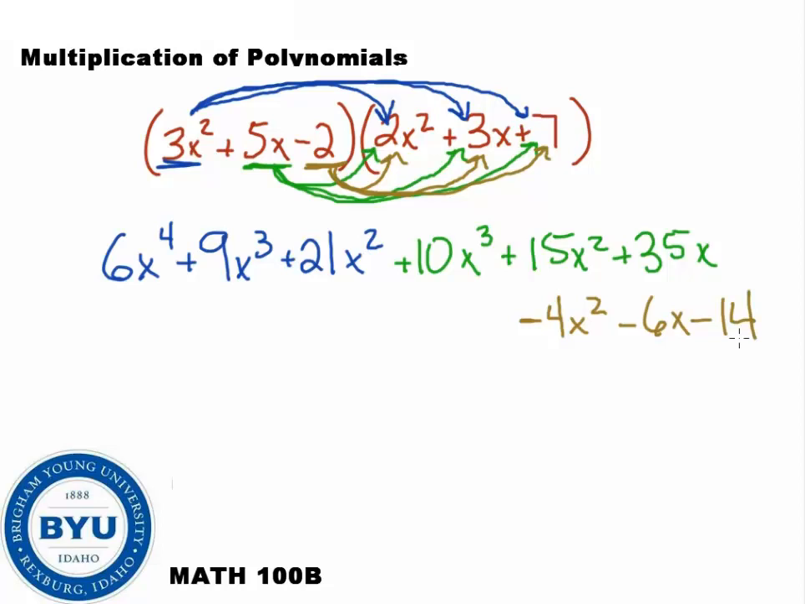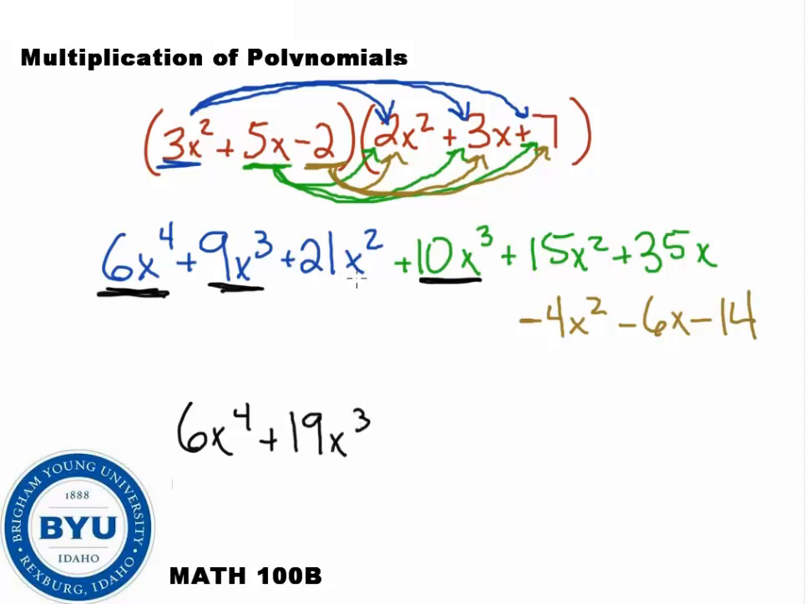Okay, good. So once you get all the multiplication done, then the last step is to combine the like terms. So we'll go ahead and combine our x to the 4th. There is just one of these x to the 4th. What about x cubed? We've got 9 here, 10 here, no others. So that's 19x cubed.